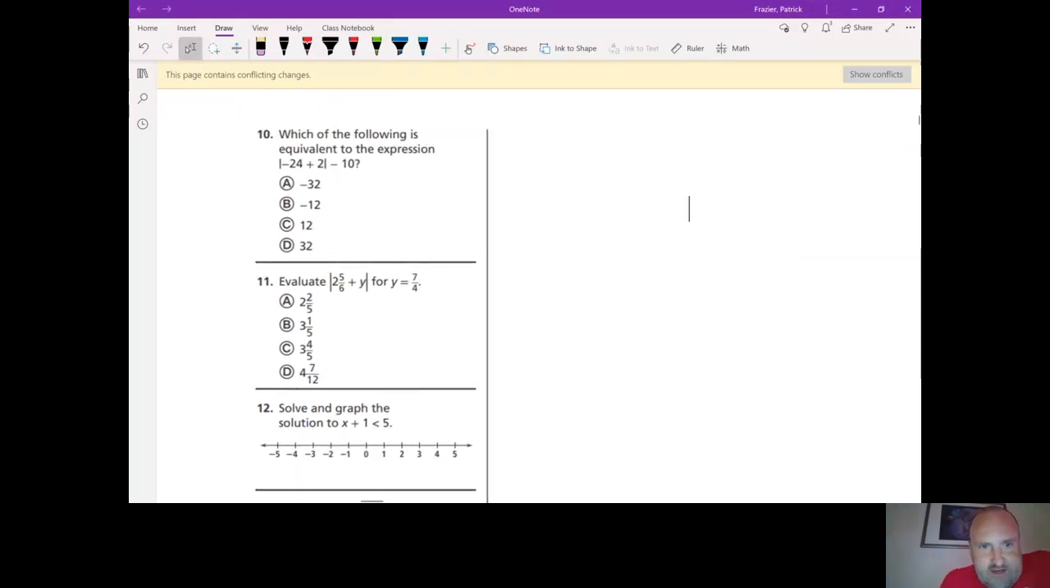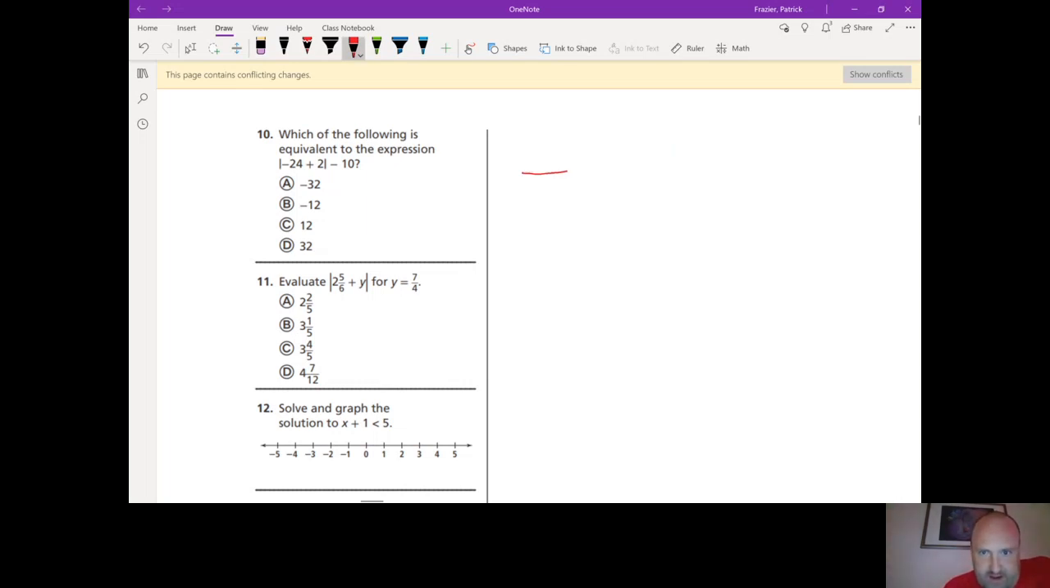So we have number 10, which asks which of the following is equivalent to the expression negative the absolute value of negative 24 plus 2 minus 10. Whatever we have inside the absolute value, for instance, if we had negative 11, it would just equal 11. The absolute value of 11 equals 11. It's always a positive number. So in this case we have to figure out what negative 24 plus 2 is.